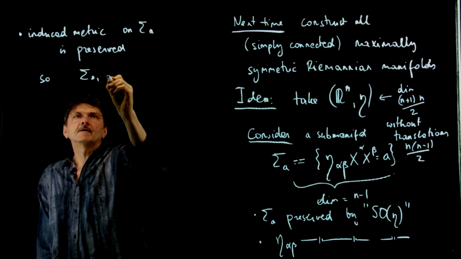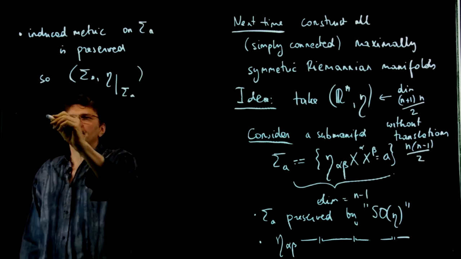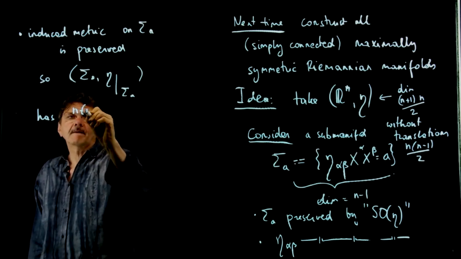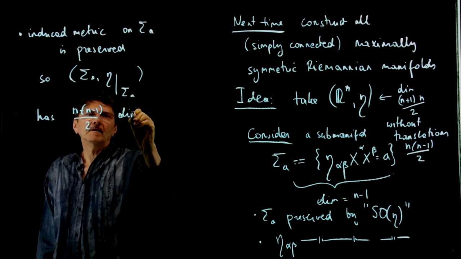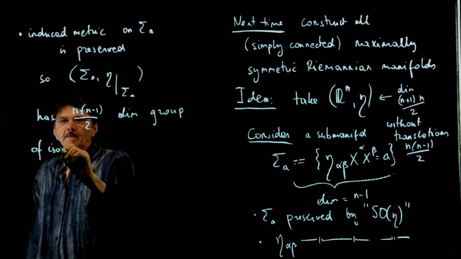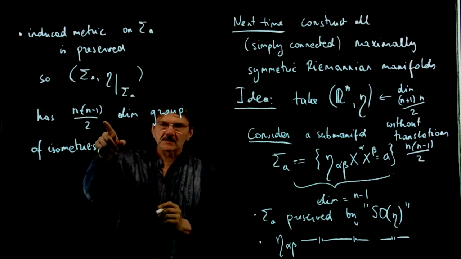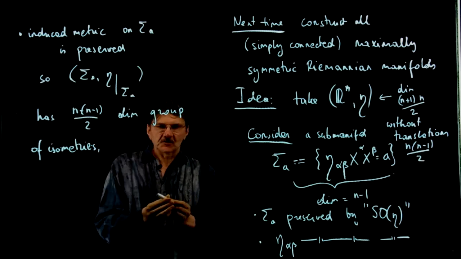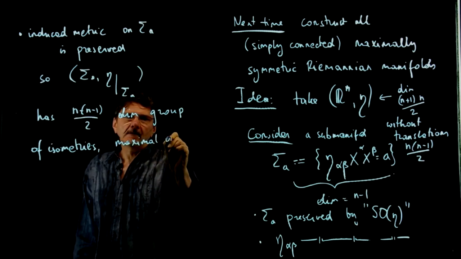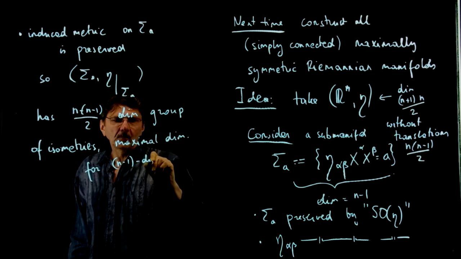So Sigma_A, with eta restricted to Sigma_A, has an n(n-1)/2 dimensional group of isometries. And this is exactly the maximal dimension for an n minus one dimensional manifold.